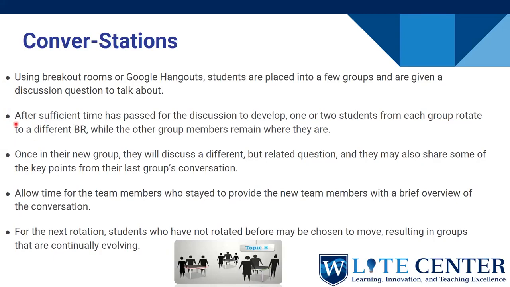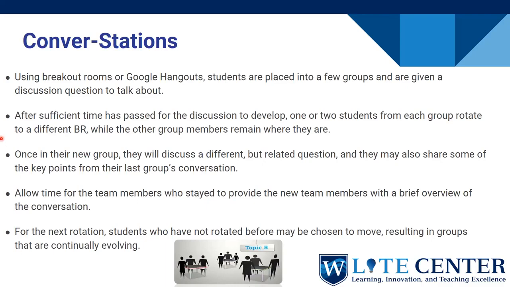After sufficient time has passed for the discussion to develop, one or two students from each group rotate to a different breakout room, while the other group members remain where they are. I forgot to mention that for conversations, you actually need to have different questions, and you assign different discussion questions to talk about. So each breakout room will have a different discussion question that is related. You have a main topic, and then out of the main topic, you have different questions that they need to discuss, one per group.